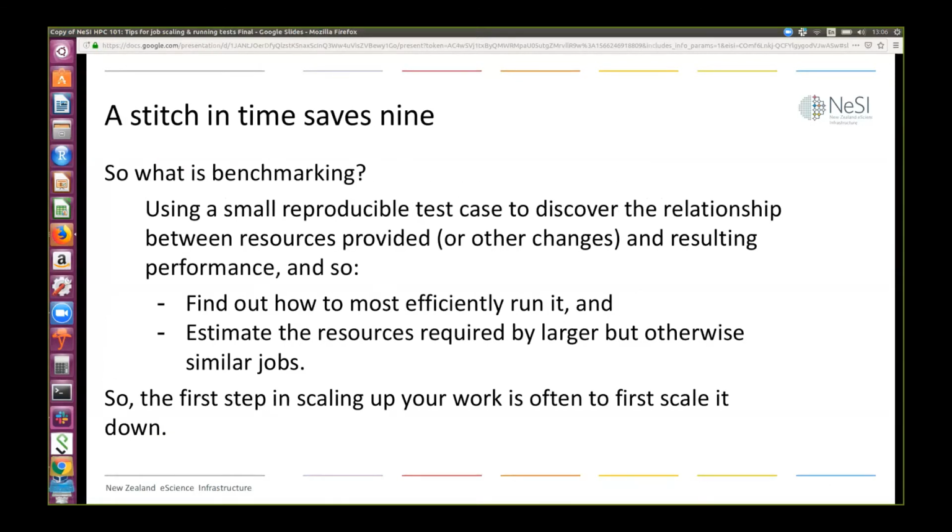So what exactly do I mean by benchmarking? And how would you do benchmarking? So benchmarking is essentially a small reproducible test case of your job, with the idea of it being essentially as much alike as your full-size, full-scale job as possible, so that you can run a small-scale job to try and estimate how many resources it will need.